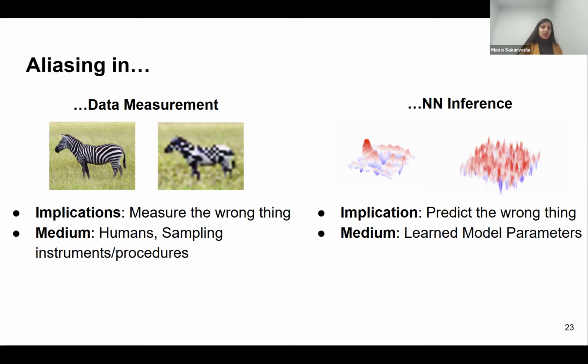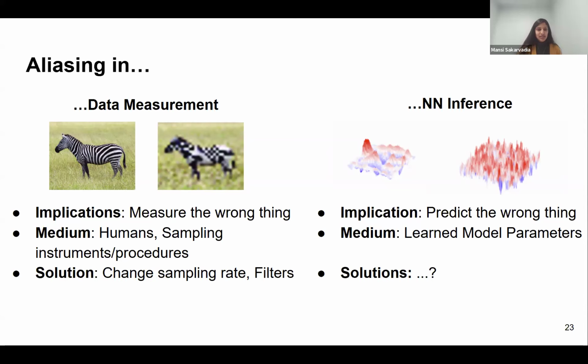The medium of interaction has also changed in these two settings. In the data measurement setting, the medium of interaction is usually humans. We're sampling the real world via sampling instruments, and we have procedures to do this. In the neural network inference case, the medium of interaction is learned model parameters that have learned to interact with these representations through procedures like gradient descent.